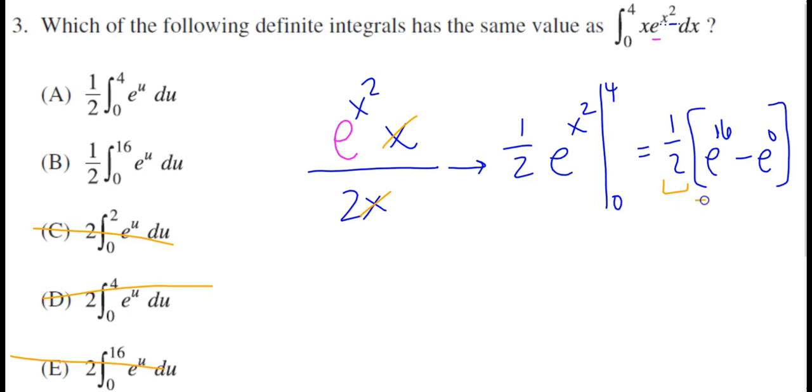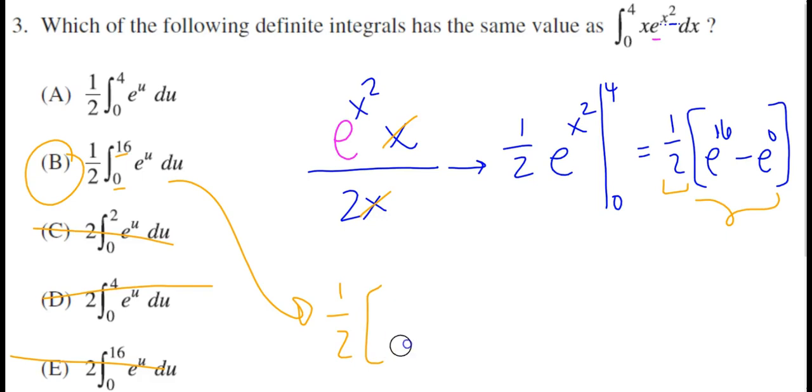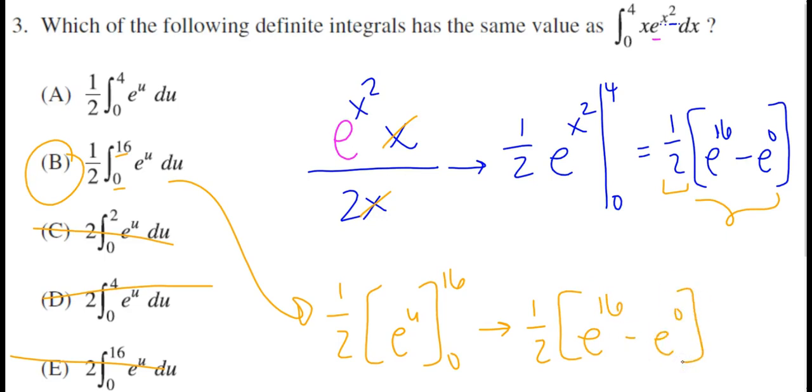And then this part, the antiderivative of e to the x is e to the x, and I want to evaluate it at x equals 16 and 0. If you're unsure, take your options and find that integral. So I have 1/2. That integral means to antiderive, but an antiderivative of e to the u is itself. And this would be plugging in 16 and 0 for u. So this gives me exactly what I had here.